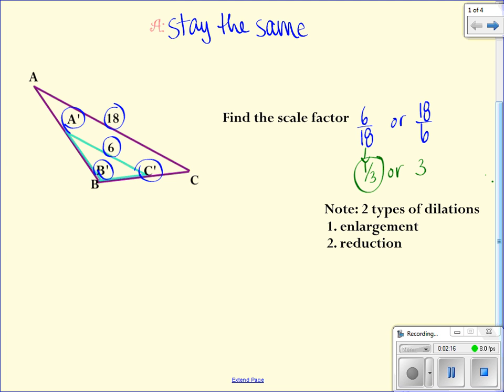There are 2 types of dilations. We've already talked about both of them, getting bigger and getting smaller. Most people see the word dilate and they think it means just getting bigger, but it can also mean to have a reduction or be reduced in geometry. Okay? Questions on scale factor?